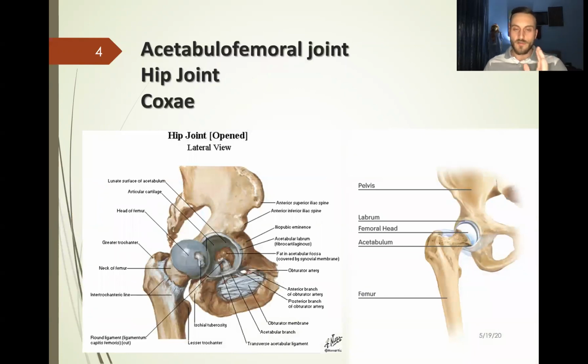So DDH is developmental dysplasia of the hip. So we're talking about the hip joint. Again and again, the hip is a ball and socket. It's giving you a wide range of motion. The more range of motion you get from the joint, the less stability. So it's composed of two parts, which are the acetabulum and the head of femur.